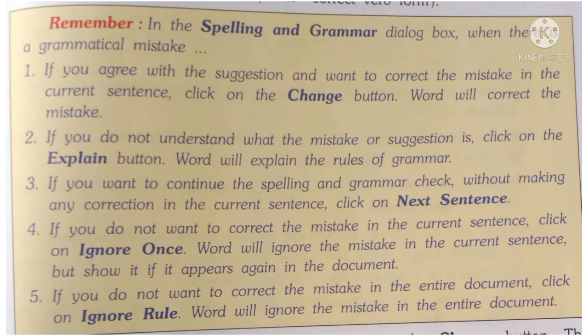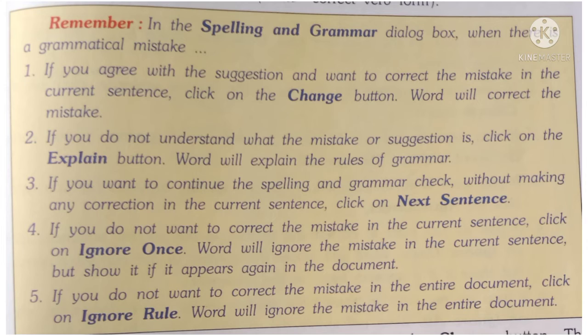Number 3, if you want to continue the spelling and grammar check without making any correction in the current sentence, click on next sentence. Number 4. If you do not want to correct the mistake in the current sentence, click on ignore once. Word will ignore the mistake in the current sentence but show it if it appears again in the document.